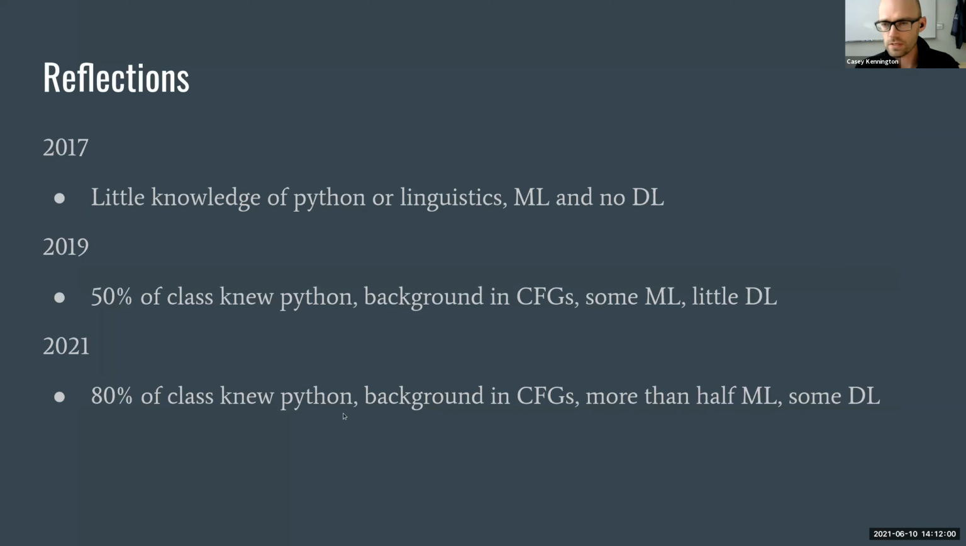Some reflections. Things have gotten better over the years as we've pushed Python learning down in the undergraduate learning into 100 and 200 level classes. At this point, most people know Python coming into the class. They have some background with context-free grammars and some degree of experience with machine learning and deep learning, which is great. So I can focus more on the language stuff.